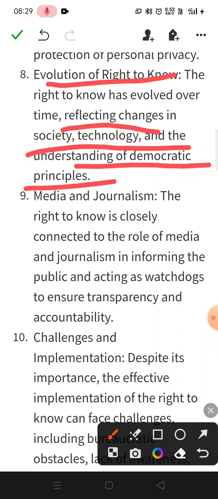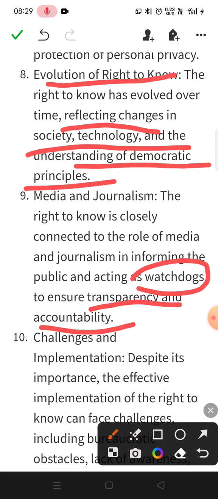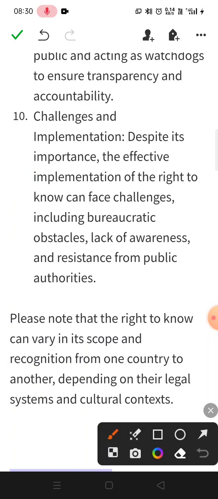Media and journalism. The right to know is closely connected with media and journalism in informing the public and acting as a watchdog to ensure transparency and accountability. So media and journalism are very important. We can say it's a tool through which we can pressurize the government or other authorities, so that they will work and maintain accountability. In that regard, media and journalism have done a wonderful job. They continuously ask the government to provide information, or show transparency towards the work, okay. So no doubt, media and journalism are very important.